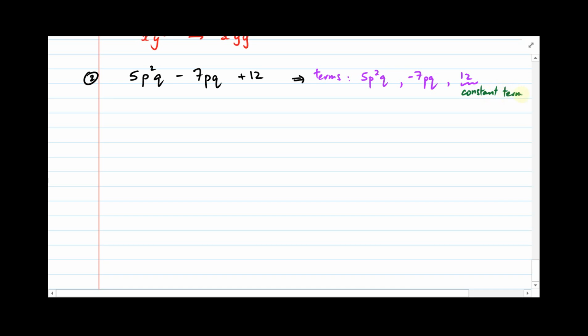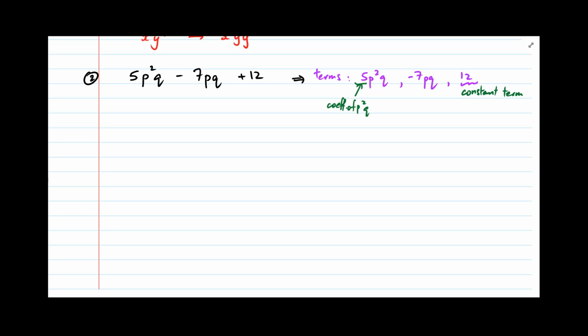The coefficient of 5p squared q, the coefficient of p squared q, is 5. So this was the numerical coefficient of p squared q. You have to say out the variable or variables that you're looking at the coefficient for, right?